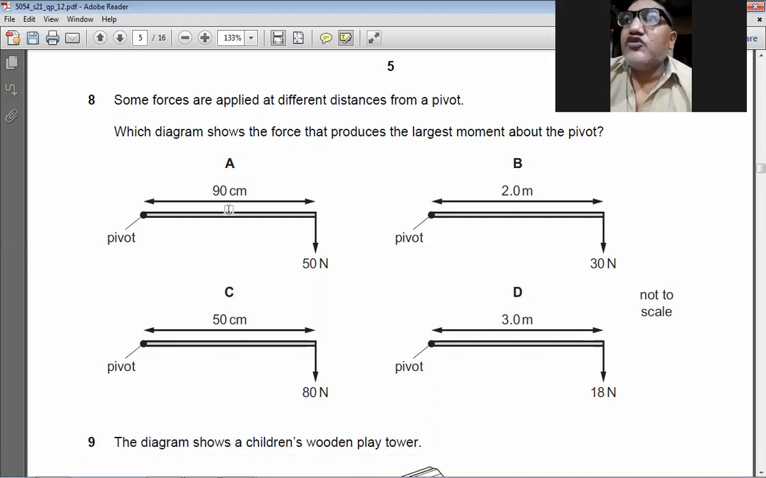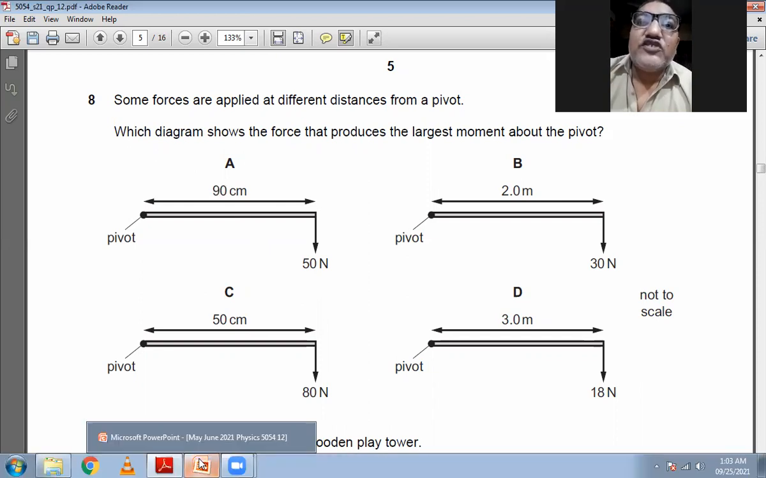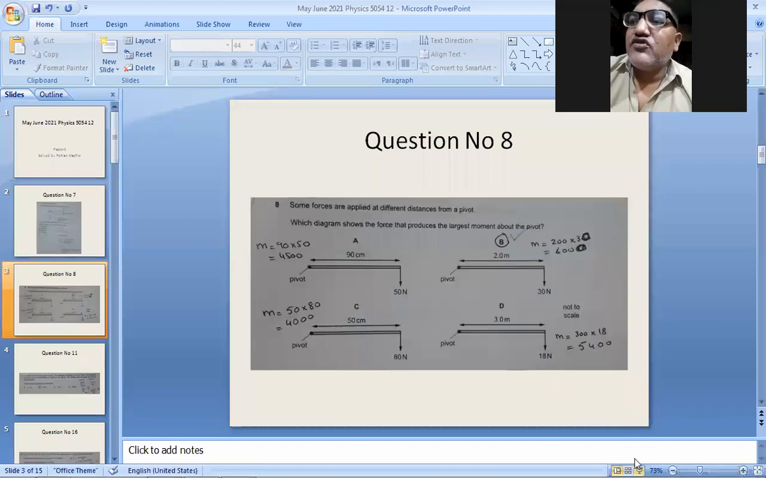Here, the one thing which you have to keep in mind is the moment arm is 90 centimeter. Here the moment arm is 2 meter. So we can convert both these centimeters into meters, so the comparison will be fair. So the units must be consistent for the comparison. So let's go to the next question.